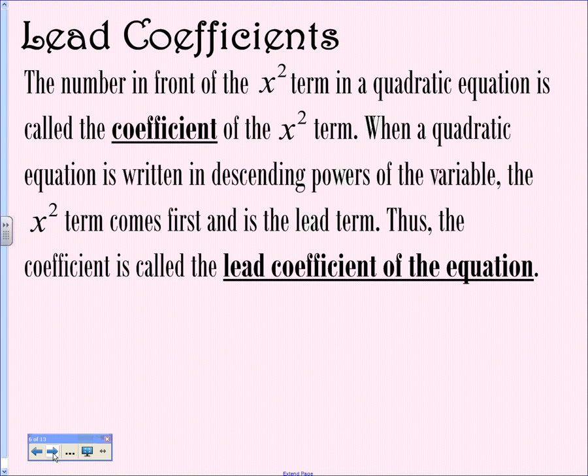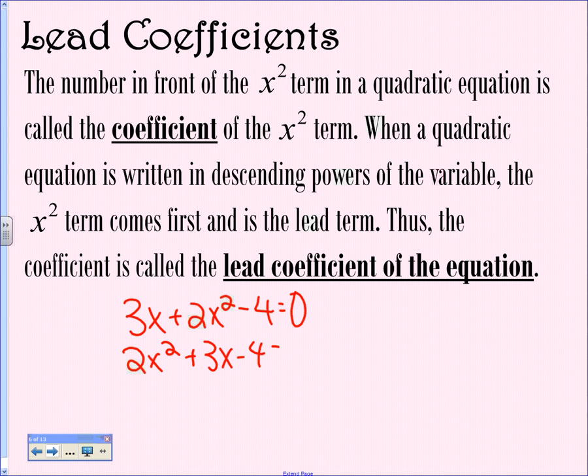So if we have a quadratic equation, what is our highest power? The 2x squared is our highest power. So we're going to put it first. What term would come next? The 3x, and then we would have minus 4. And so where is our lead coefficient? It's the 2. So it's at the front.